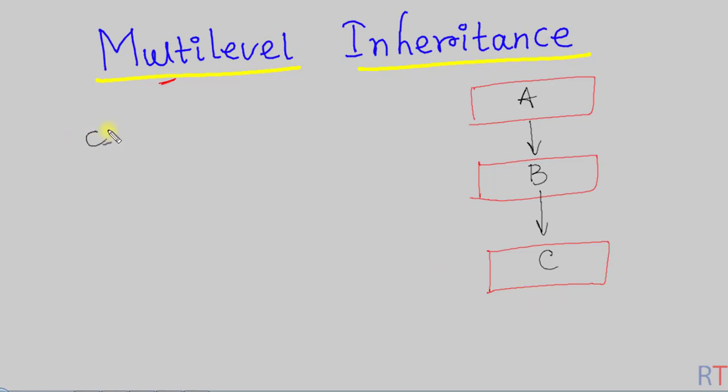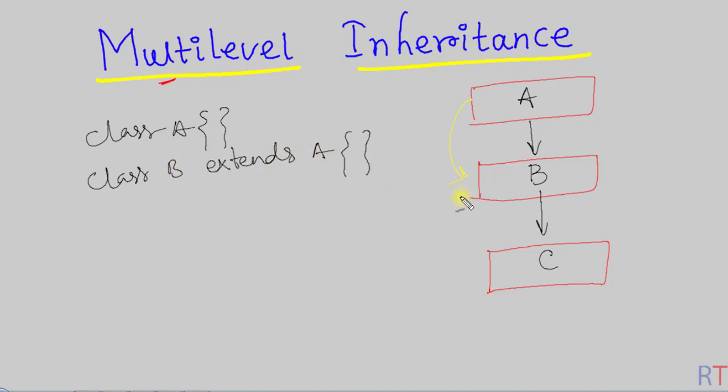As an example, we have one class A, we can inherit the properties of A into B, so we can write class B extends A, and the same way we can inherit the properties of B into the subclass C, so we can write class C extends B. In multi-level inheritance, at every level one class can have only one direct child. For example, the class A has only one direct child, which is B. Similarly, the class B has only one direct child, which is C.